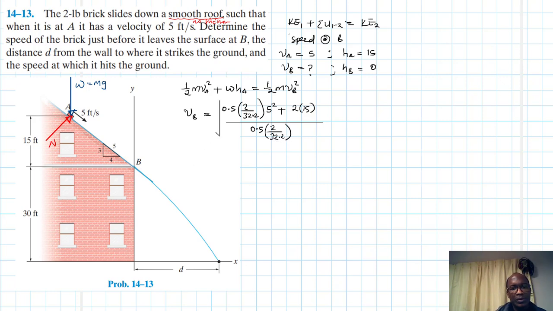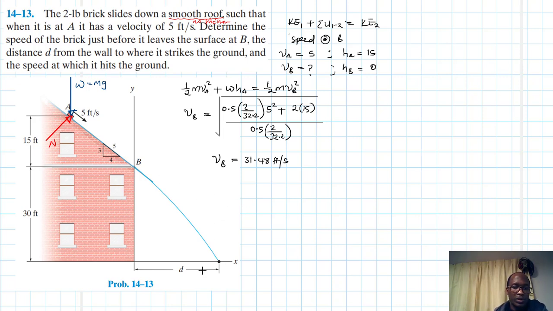Therefore, if we calculate what VB is, VB is equal to the square root of 0.5 by 2 divided by 32.2 times 5 squared plus 2 by 15, divided by 0.5 by 2 divided by 32.2. We have 31.48 feet per second. So we found VB.